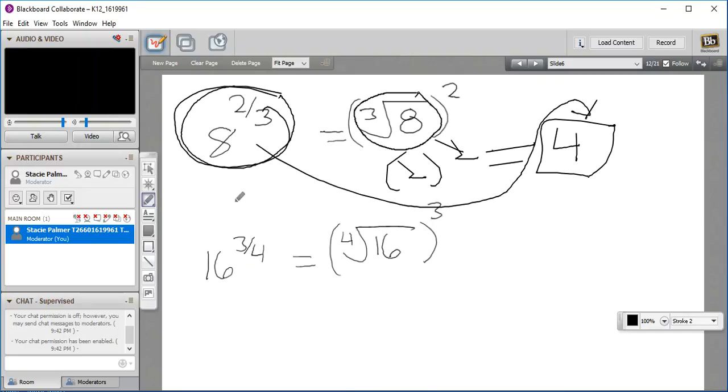Okay, let's go ahead and look at the next one. 16 to the 3/4 power. So if we want to figure this out, we have to figure out what do we multiply by itself 4 times to get to 16? And that would be a 2. Okay, and then we have 2 raised to the 3rd power, which is 2 times 2 times 2, which is an 8.